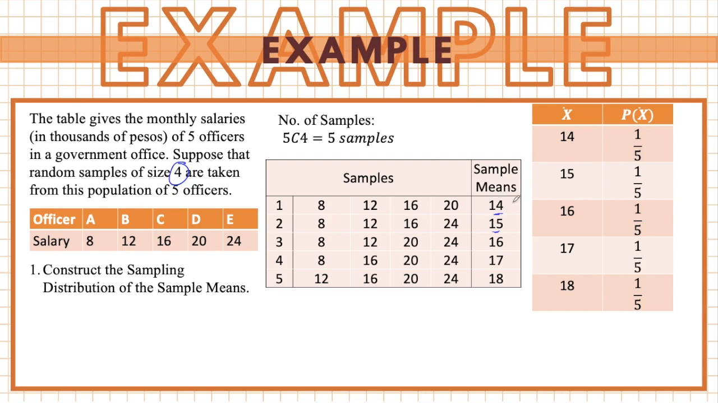So si 14, isang beses lang siyang lumabas sa sample mean. So the probability of getting 14 as the sample mean is 1 over 5. So 5 is the denominator because that is the total number of samples. And then 15, 1 over 5, same with 16, 17, and 18. The probabilities are 1 over 5.